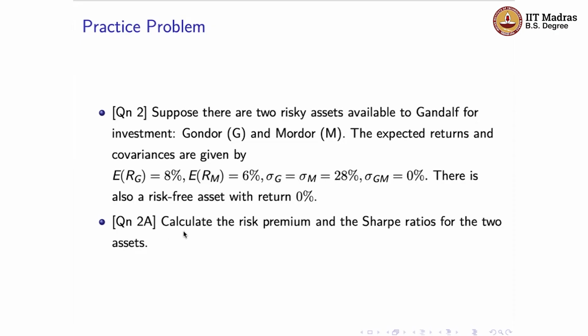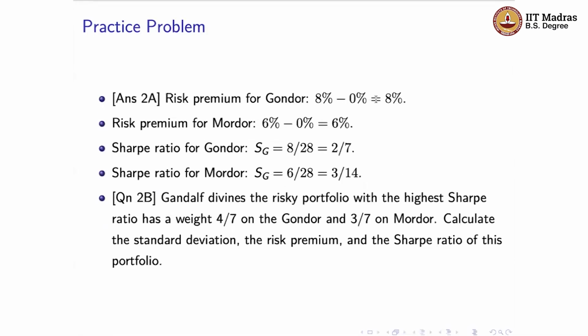So the first question is to calculate the risk premium and Sharpe ratios for the two assets. Here you just have to remember the definitions of risk premium and Sharpe ratio. The risk premium for an asset is the expected return of that asset minus the risk-free rate. Here the risk-free rate is 0%, so the expected return of the asset and the risk premium are the same. So the risk premium for Gondor is 8% and the risk premium for Mordor is 6%.